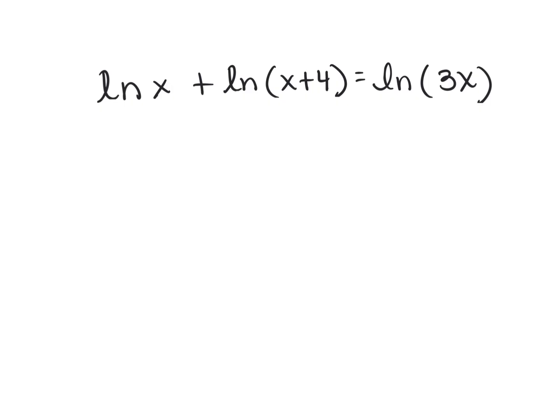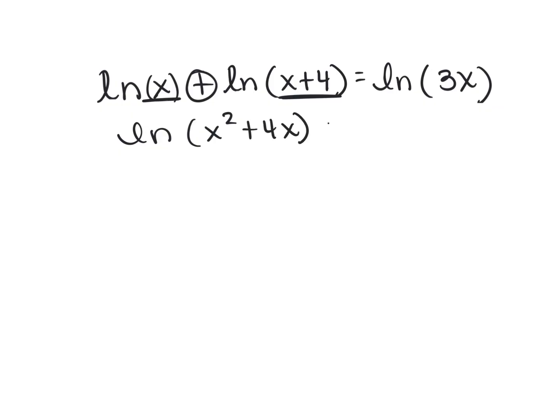And this very last example is very much the same. Just because we have natural logs, they're still logarithms. So I'm adding here, so I need to collapse that down by multiplying x and x plus 4. So I have the natural log of x squared plus 4x on the left. And on the right, I still have the natural log of 3x. Again, I have the same natural log on both sides. Obviously, those bases are the same. So that means that to finish solving this, I just have to set this equal to this and solve for x. So we have x squared plus 4x is equal to 3x.